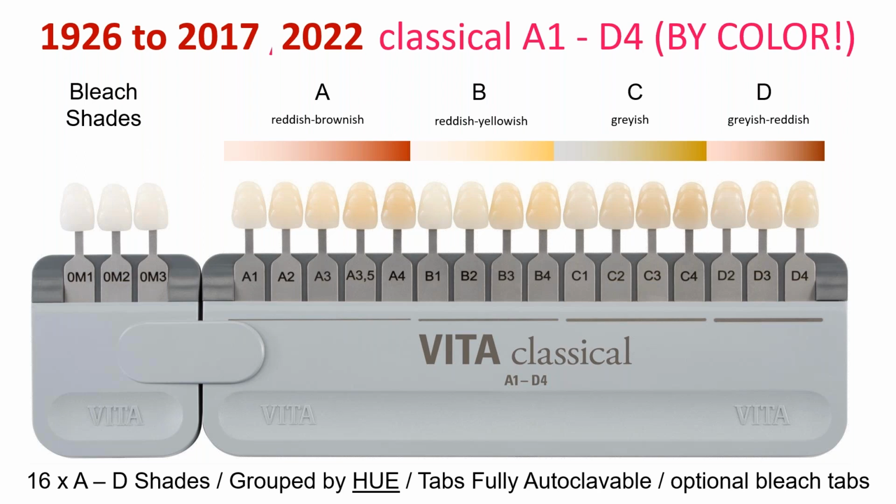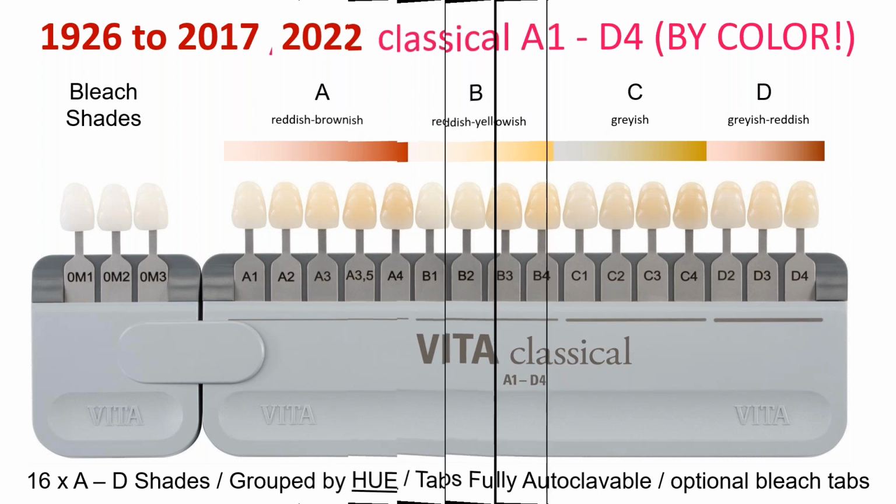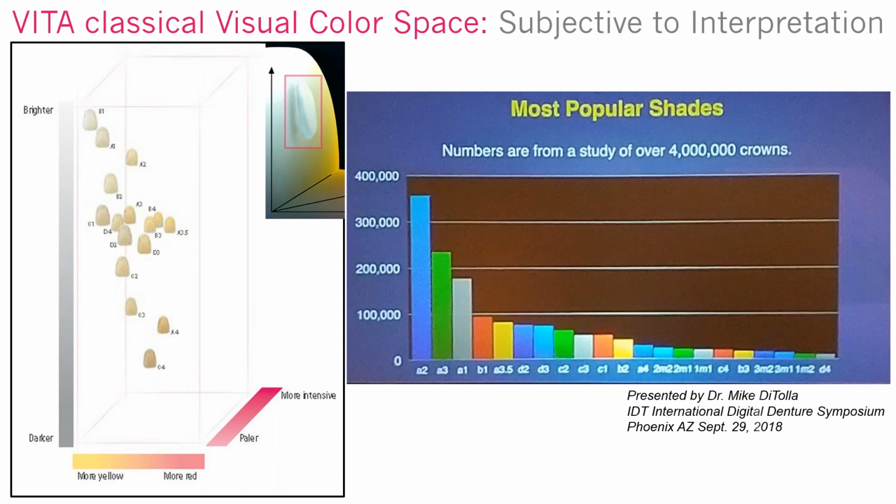Howbeit, you need to understand that the VITA shade tabs are metal ceramic shade tabs. So they are utilized for a specific basic shade, something to label so that you can communicate the closest shade that you see for that particular individual patient.